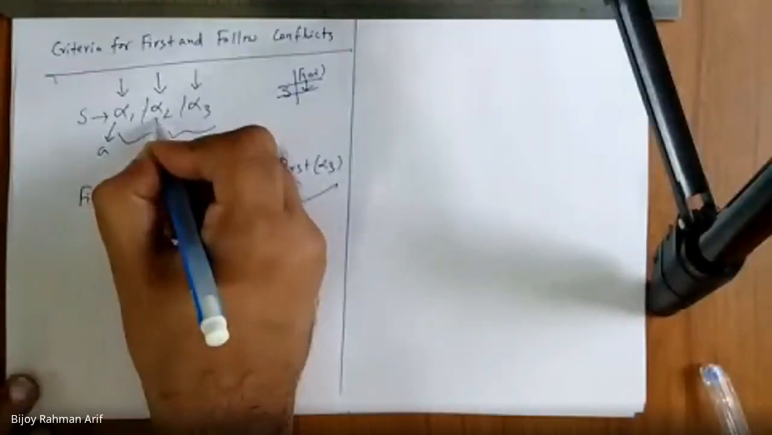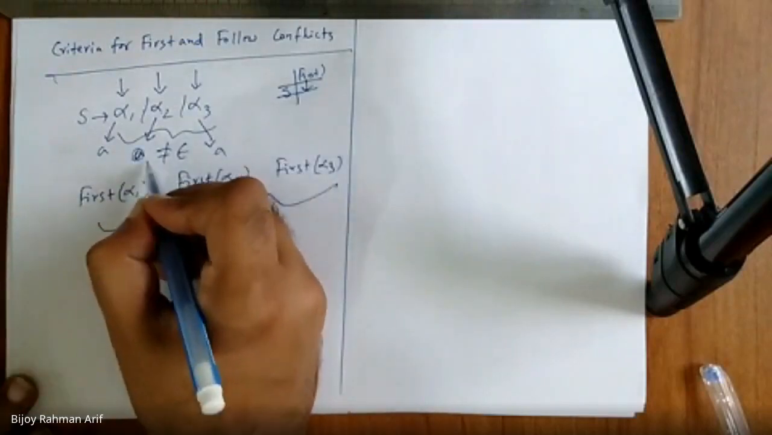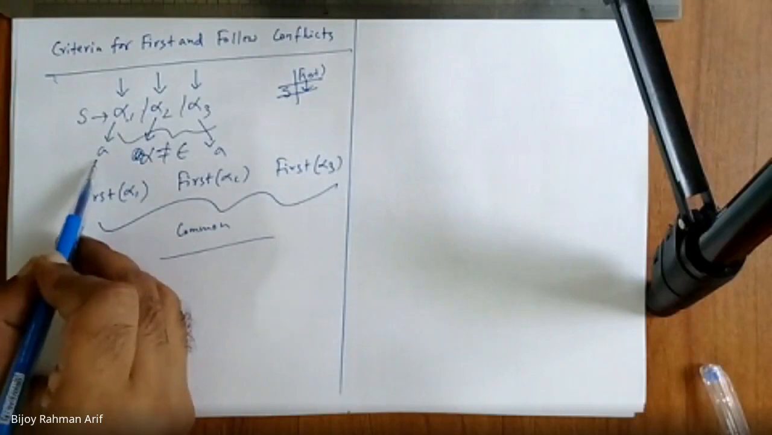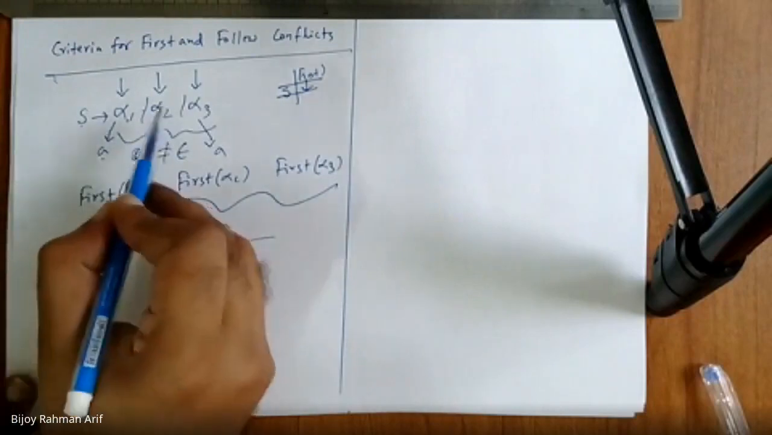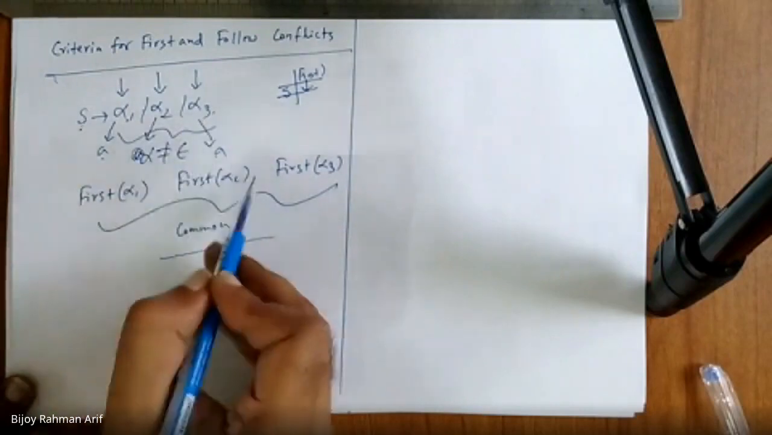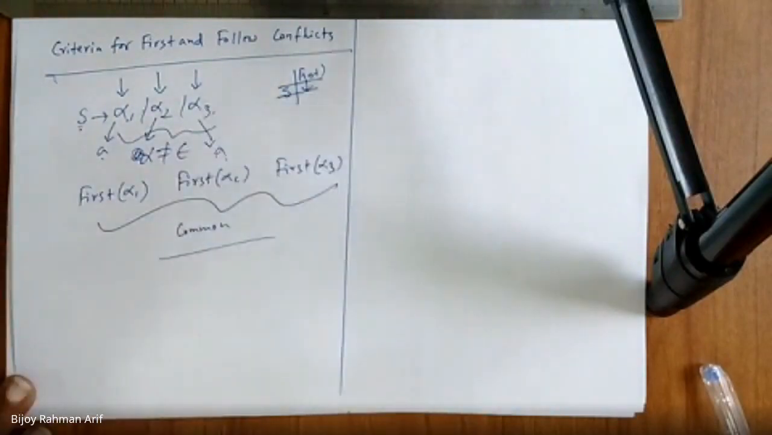Yes sir. If first of alpha 1 is A, first of alpha 2 is also A, first of alpha 3 is also A, then what will happen? Then I need to put S derives alpha 1 on S row, A column. S derives alpha 2 on S row, A column. S derives alpha 3 on S row, A column. So there will be conflicts. Am I right or not?